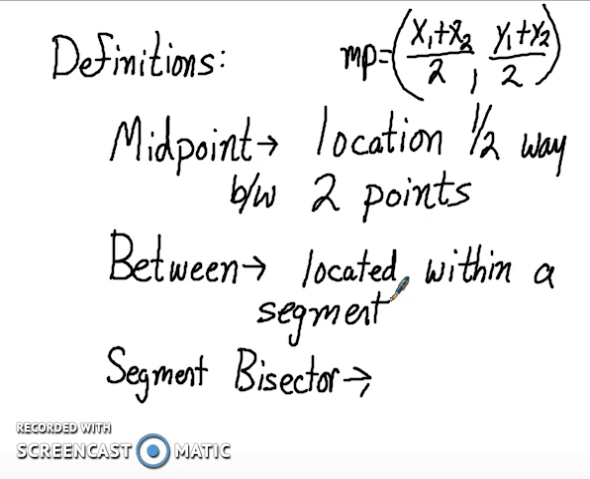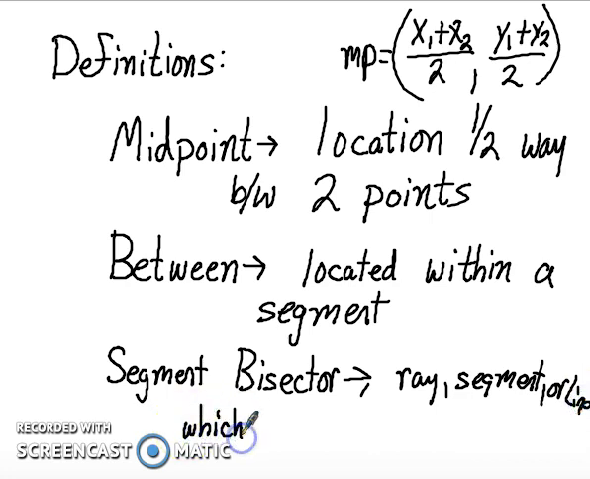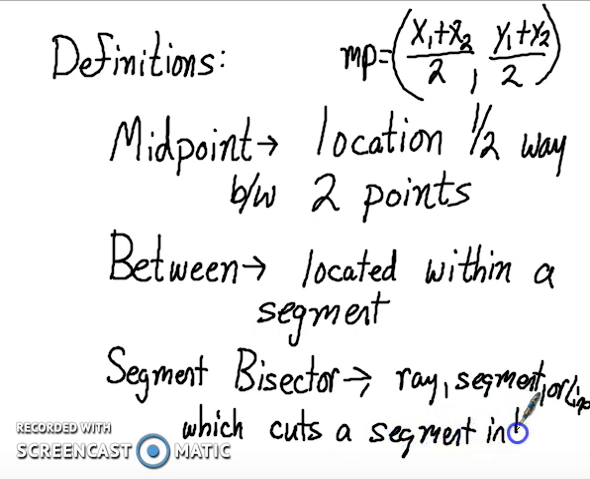Now, a segment bisector, okay? A segment bisector. Now, this is simply a ray, a segment, or line, which we come to bisects. Bi means 2, sect means cut. So it cuts a segment in half.